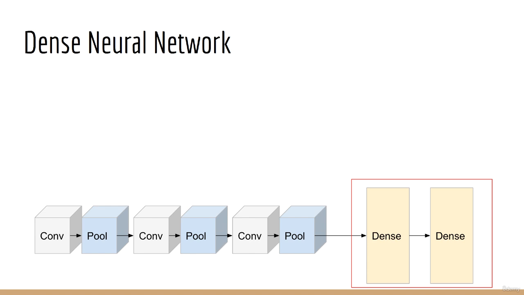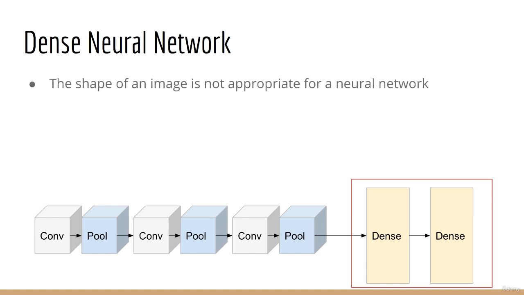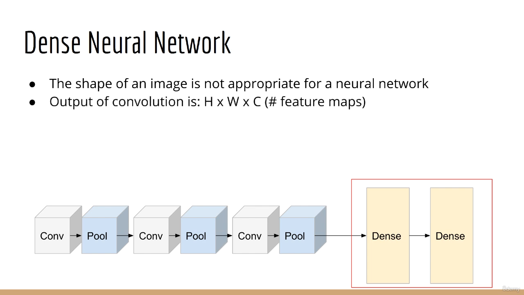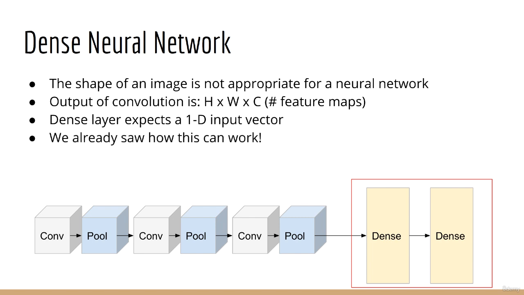The last part of this lecture will focus on the second half of the CNN, which is the feed-forward neural network part. Now there's not much to discuss here, except that we have to consider the shape of an image is not appropriate for a dense feed-forward neural network. Remember that when an image comes out of a convolution, it's going to be three-dimensional, height by width by number of feature maps. But a feed-forward neural network takes in a feature vector, a one-dimensional object. Luckily, we've already discussed how this works. We can turn a 3D object into a 1D object using the view function in PyTorch.